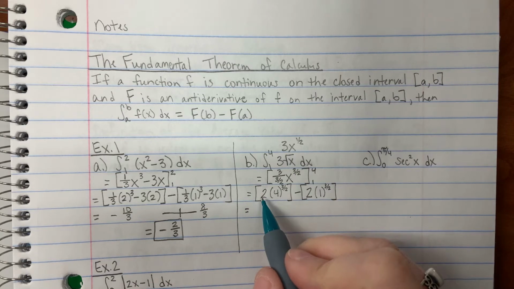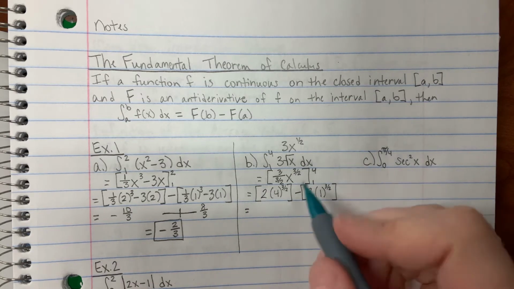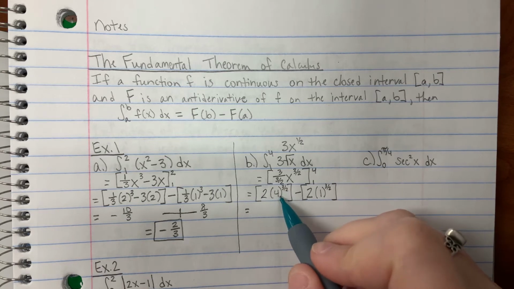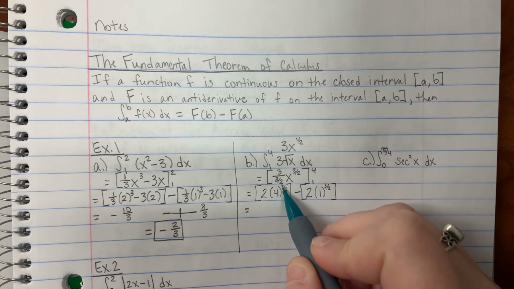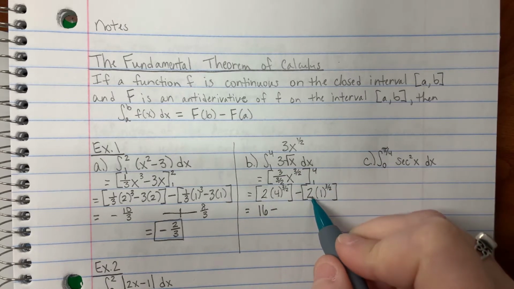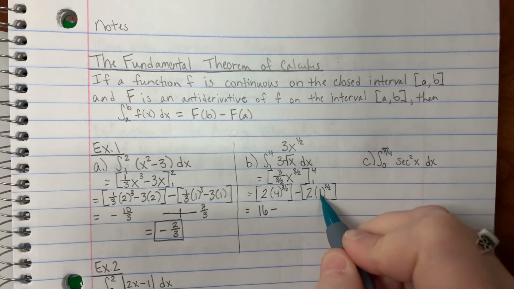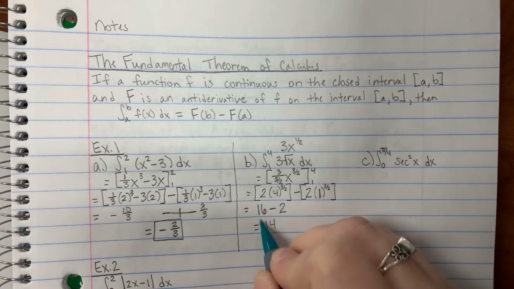All right, so 2 times 4 to the 3/2, that's going to give me, 4 to the 3/2 is the same thing as saying I'm going to take 4 cubed, and then I'm going to square root that. 4 cubed is 64, and the square root of that is 8, times 2 is 16. And then this would be 2 times 1 to any power is just 1. So 2 times 1 is 2, which gives me 14 as my final answer there.